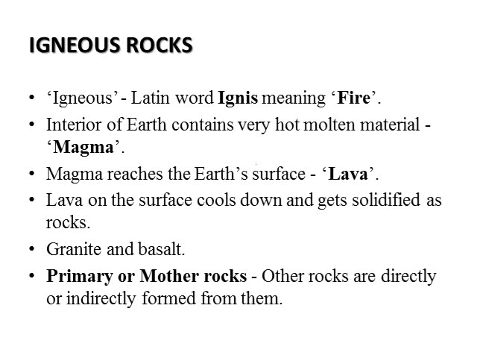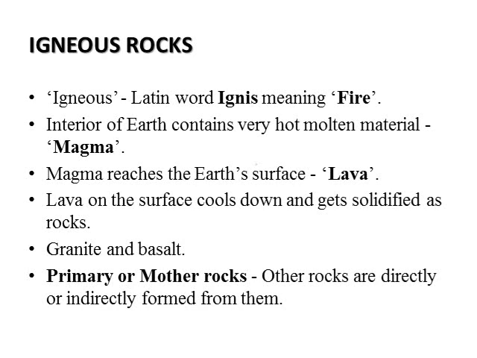First, igneous rocks. Igneous is derived from the Latin word ignis, meaning fire. The interior of the earth contains very hot molten material called magma. Do you know in which layer it is present? Yes, the mantle. The lower part of the mantle is in a molten state, and this molten rock is called magma.